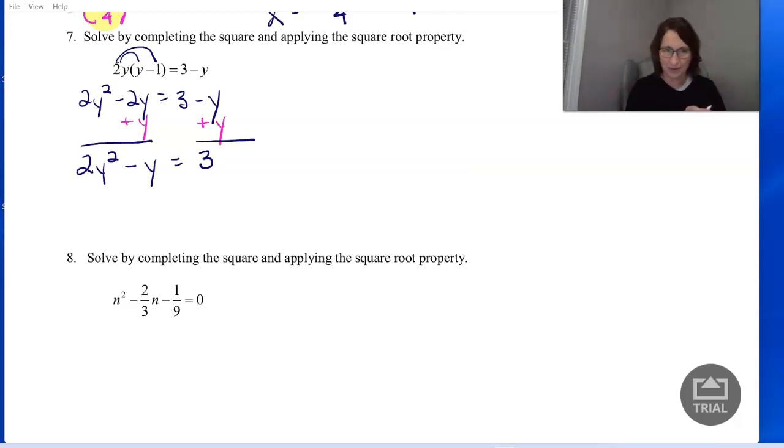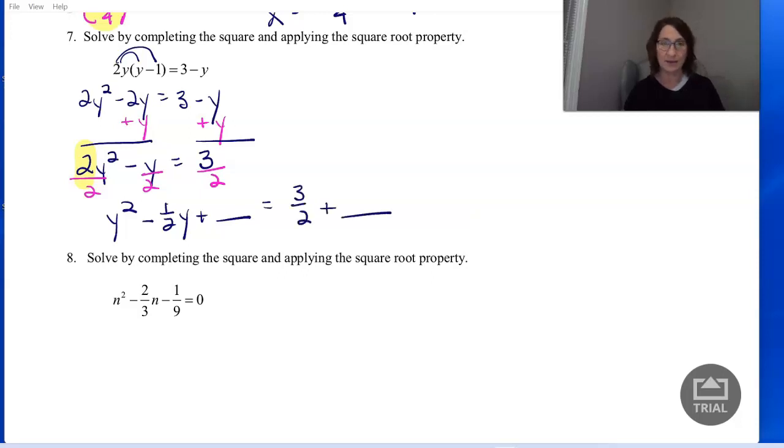I'm not going to bring that 3 over to the left because I'd just be switching it right back. But what I need to be careful of is I have a 2 as my leading coefficient, not a 1. So I need to divide all of my terms by that 2, including that 3. All right, so that is going to leave me with y squared minus y over 2, which is the same as 1/2 y, plus my blank equals 3/2 plus my blank.